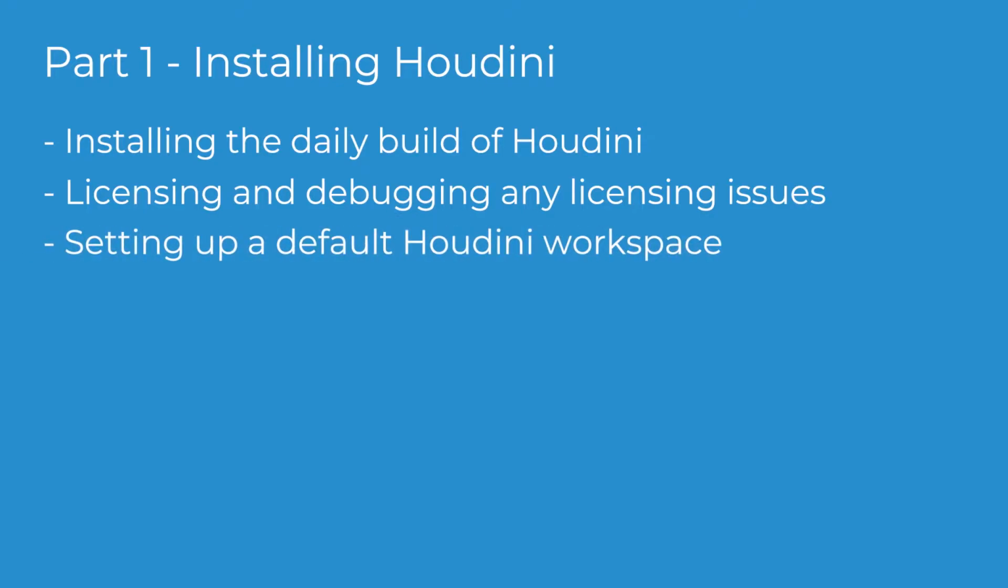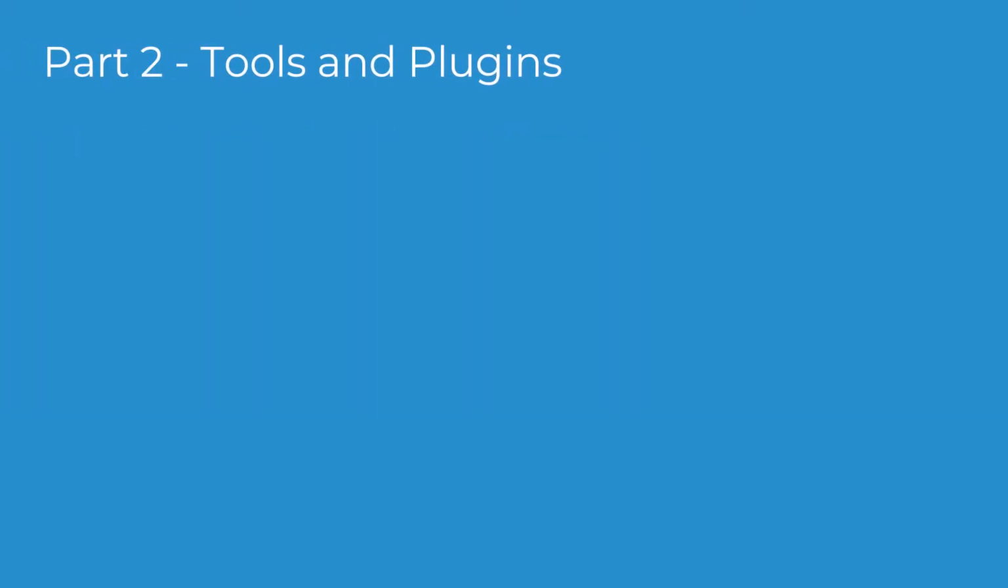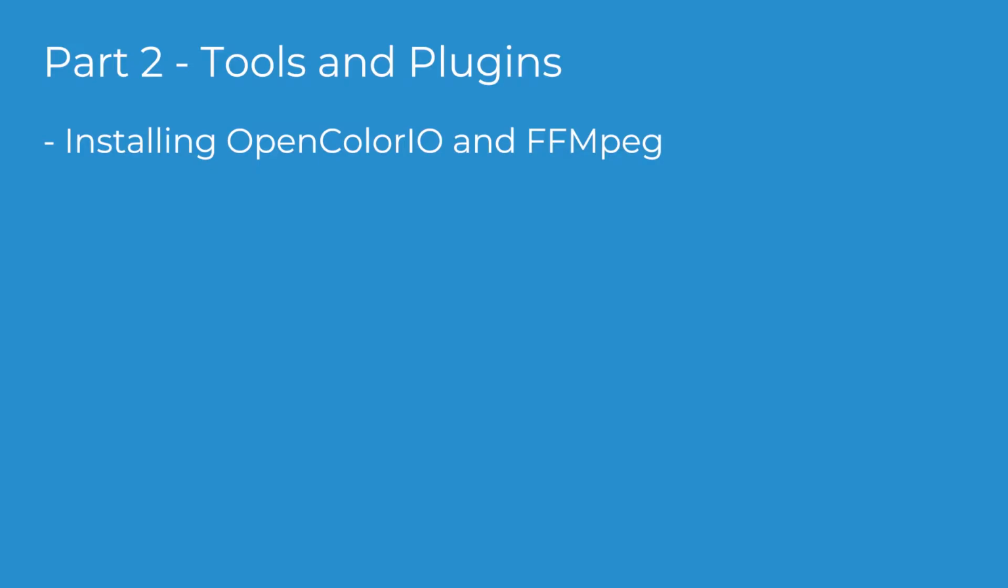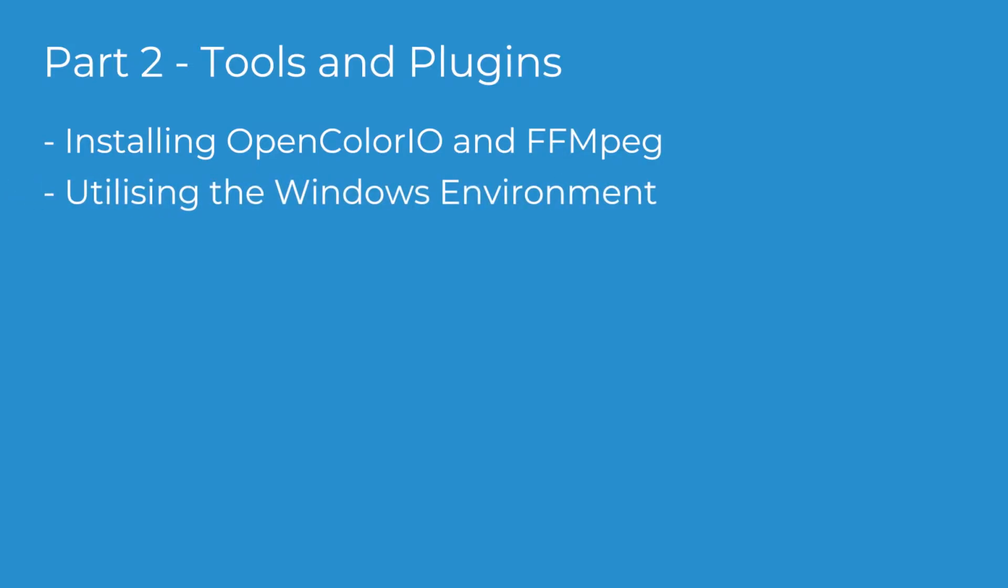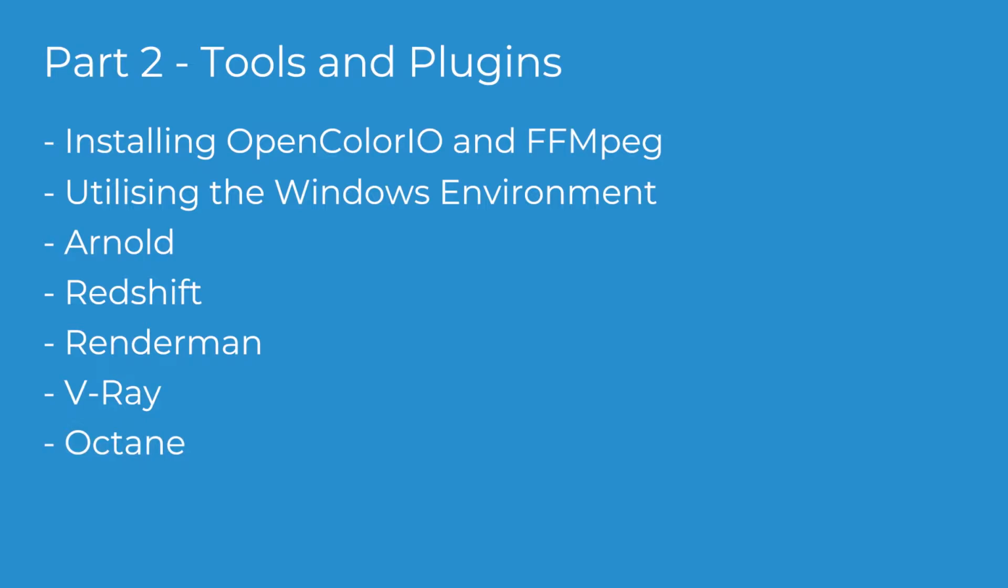Afterwards, we'll start by setting up our default Houdini workspace and how to make it ready for effects and tool dev work. Moving on, we'll start installing our custom tools, such as OpenColor and FFmpeg, and here I'll show the Windows environment setup. Once those are installed, I'll showcase how to install Arnold, Redshift, RenderMan, V-Ray, and Octane for Houdini, using the package system. We'll be doing some debugging in these cases, as not all plugins will run on the latest daily build of Houdini, and we'll show how to switch by default using the package system.